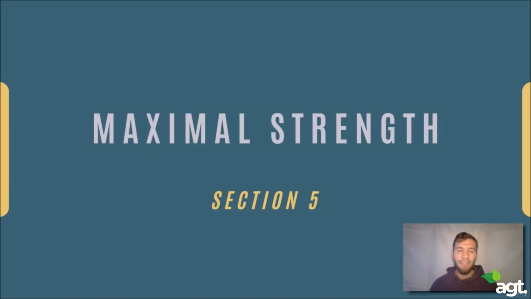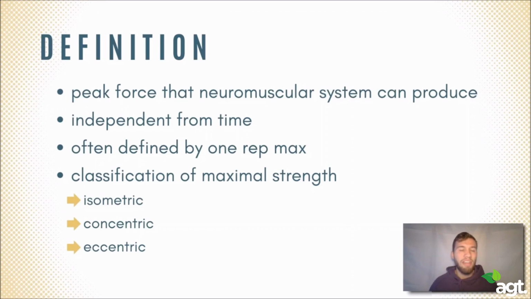First of all, let's look at maximal strength. Now, the definition of maximal strength is the peak force that the neuromuscular system can produce and can exert over just one single repetition. The maximal strength, therefore, is independent from time, so it doesn't matter how fast you perform the single rep. You can try to lift it slow and take your time with it. It just matters how much force you can generate during the repetition.